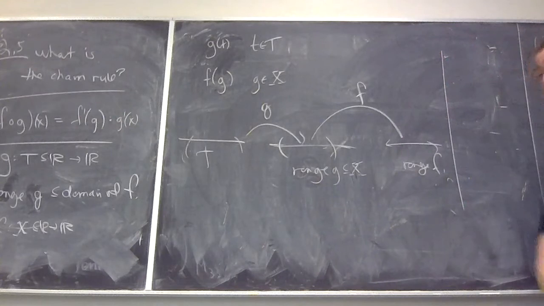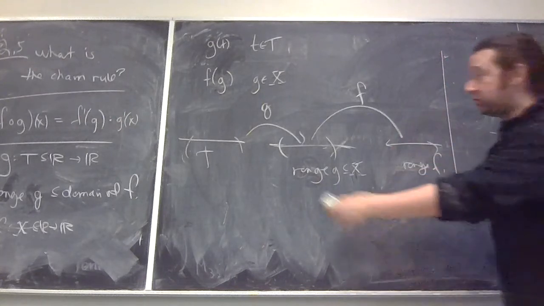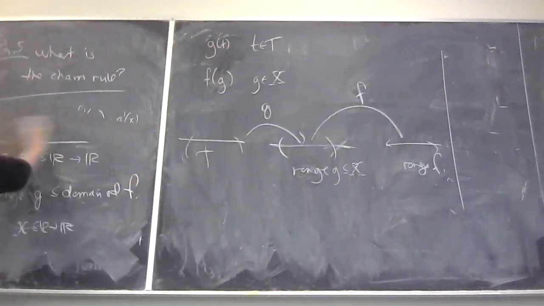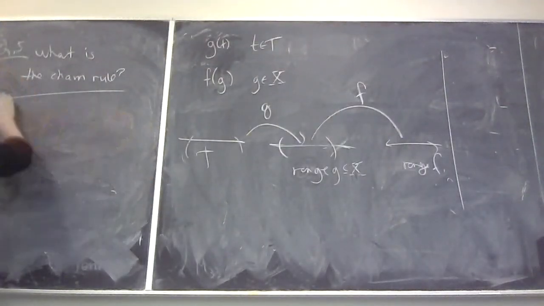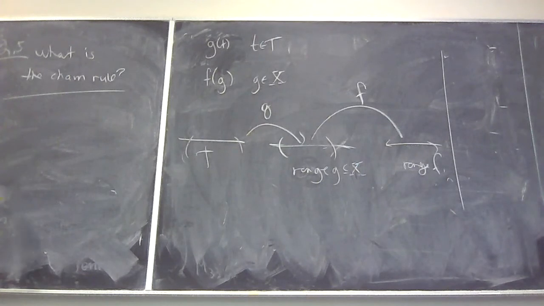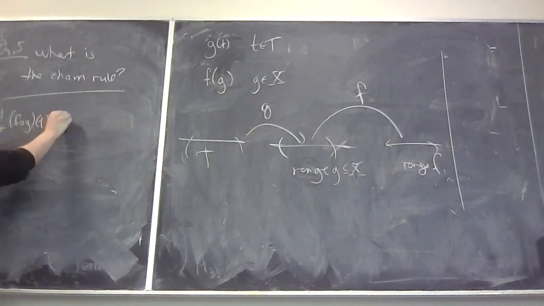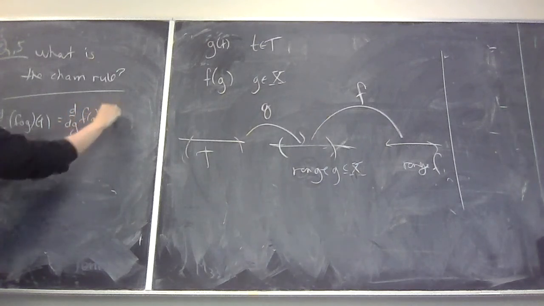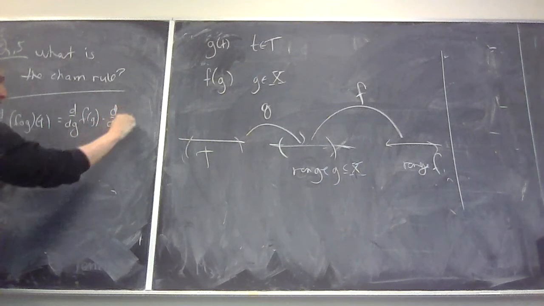Okay, so there are these domain conditions we have to worry about. Is g spitting out values f knows what to do with? So what we're really doing when we do this, if we put all the derivative symbols in, is we're saying that d by dt of f composed with g of the independent variable t is equal to d by dg of f of g times d by dt of g.